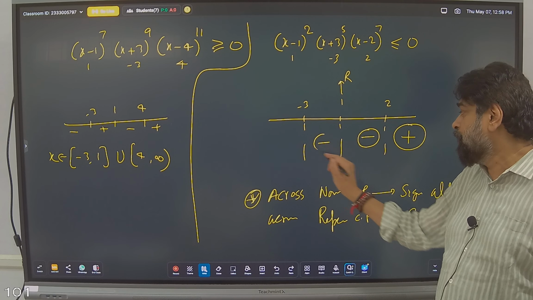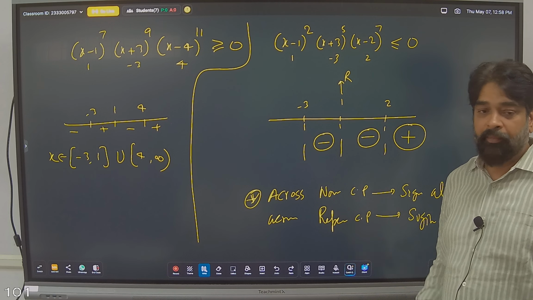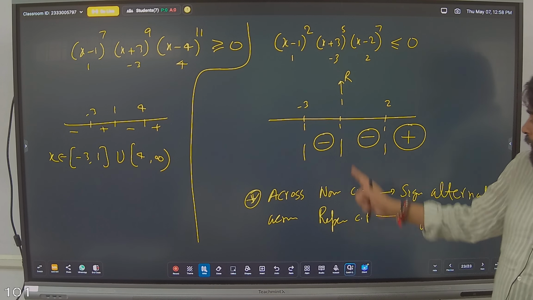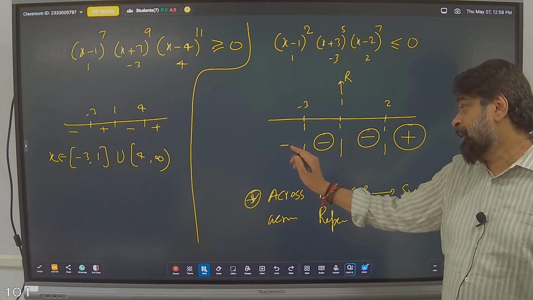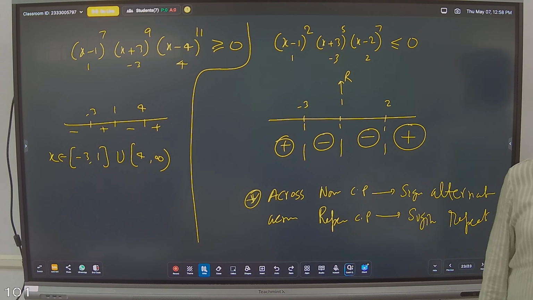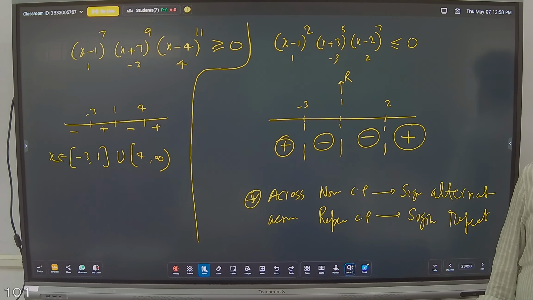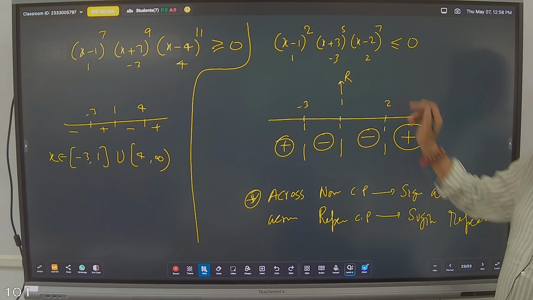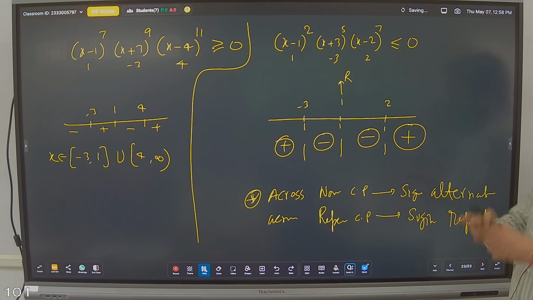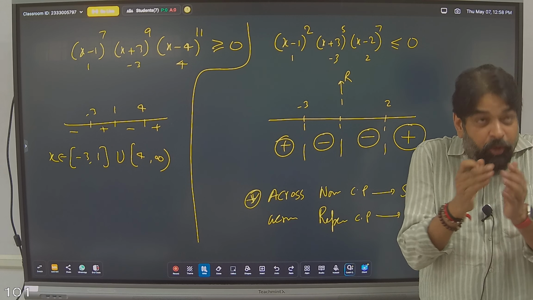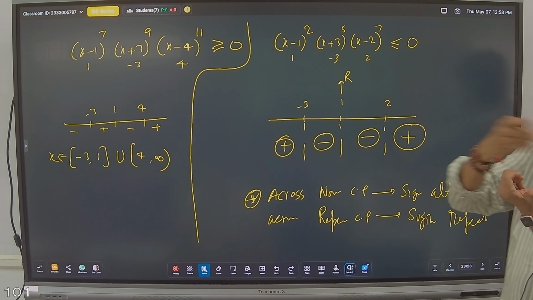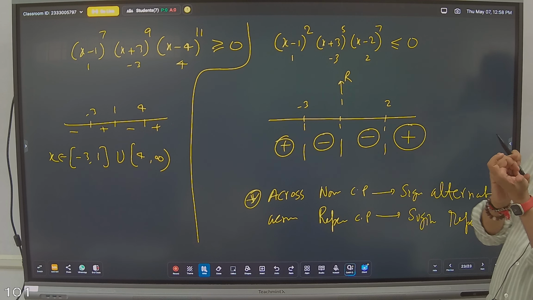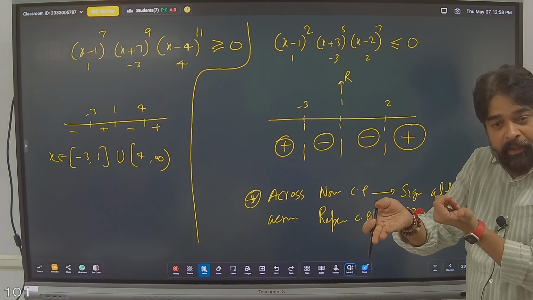So here also, are you getting my point? Now, is this normal or repeated? You are crossing a normal one, so the sign will alternate. Are you getting my point? Write the critical points, then mark them. Whenever you are crossing a critical point, ask: are you normal or repeated? If he says normal, change your sign to the other side. If he says I am repeated, the sign also repeats. This is a simple rule.